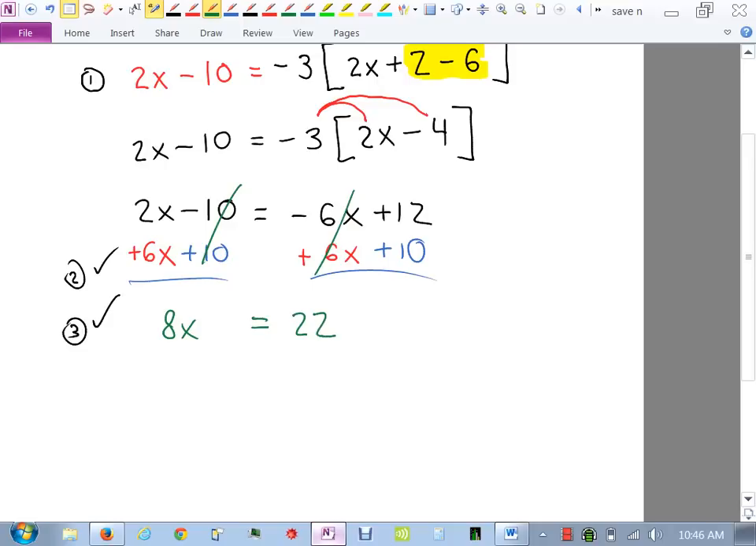Last step, divide by 8, which is x equals 22 over 8. That fraction can reduce because they're both even numbers, right? So you can go 11 over 4. Agreed? Okay.